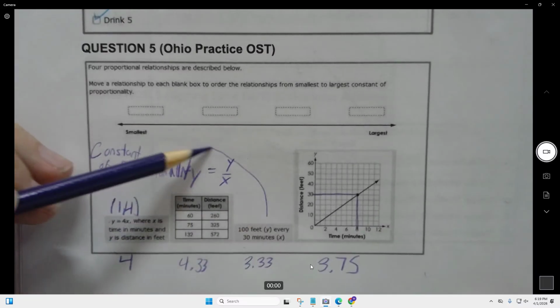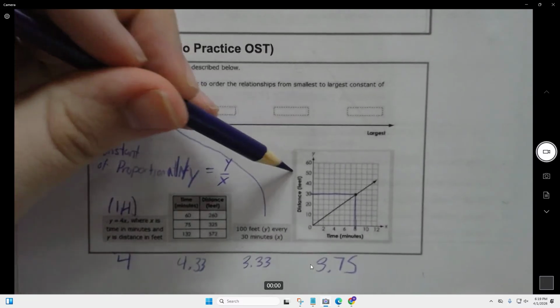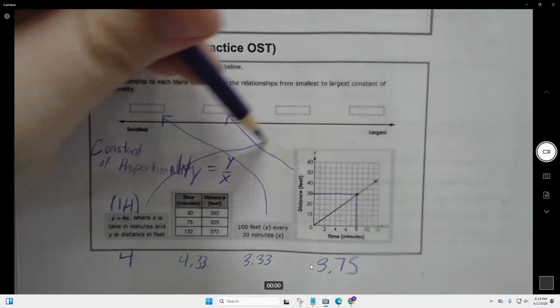So now you just got to put them in order, from least to greatest. Smallest, second, third, largest.